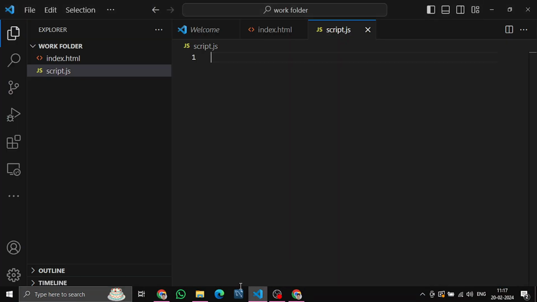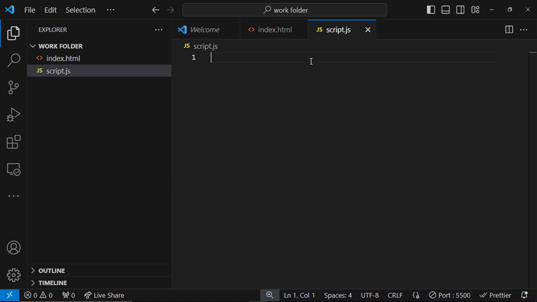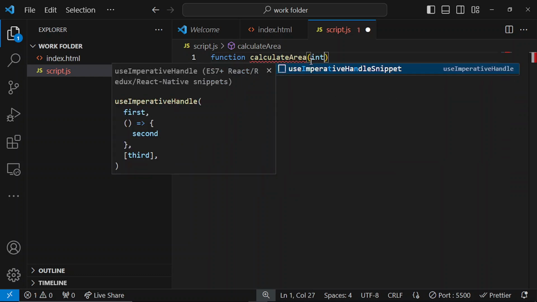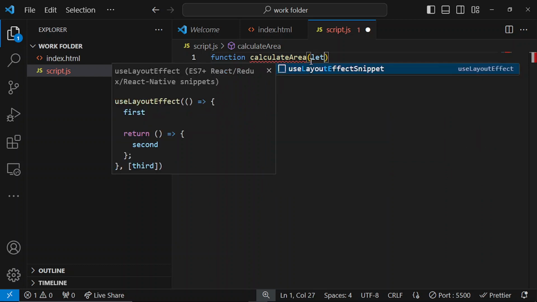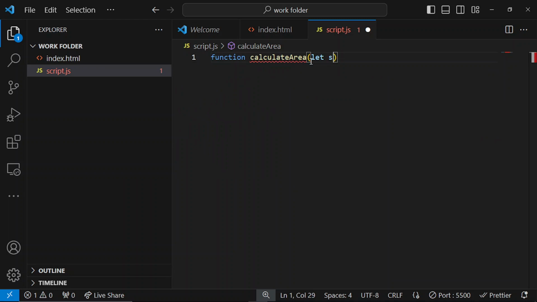So let's do that. First of all, we have to write a function that will calculate the area, and we'll be receiving some inputs. Let's say side 1, side 2, side 3.